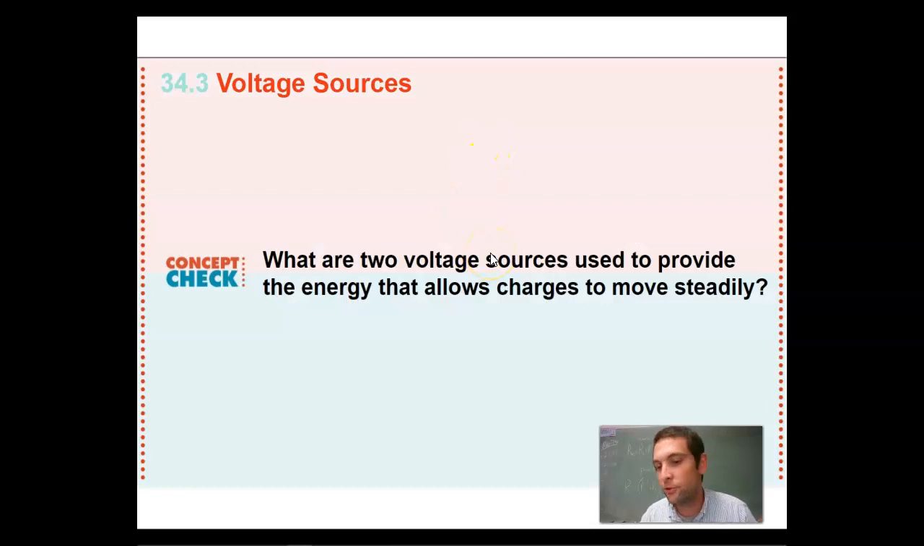Concept check. What are two voltage sources used to provide the energy that allows charges to move steadily?